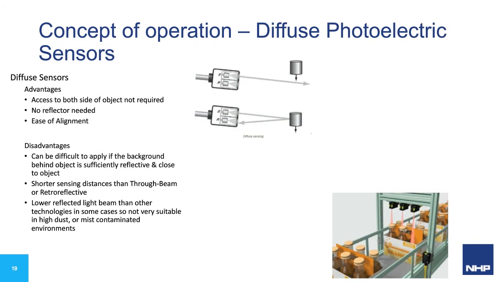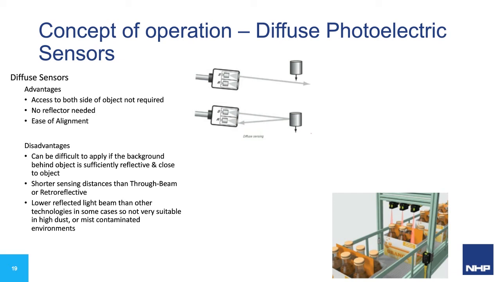So these emit light and receive this after it is reflected off of an object you wish to detect. For standard diffuse sensors, the advantages are you only need to point the sensor at an object. You don't need a receiver or a reflector. They're easy to align because of this, and they can be used on almost any object or material.